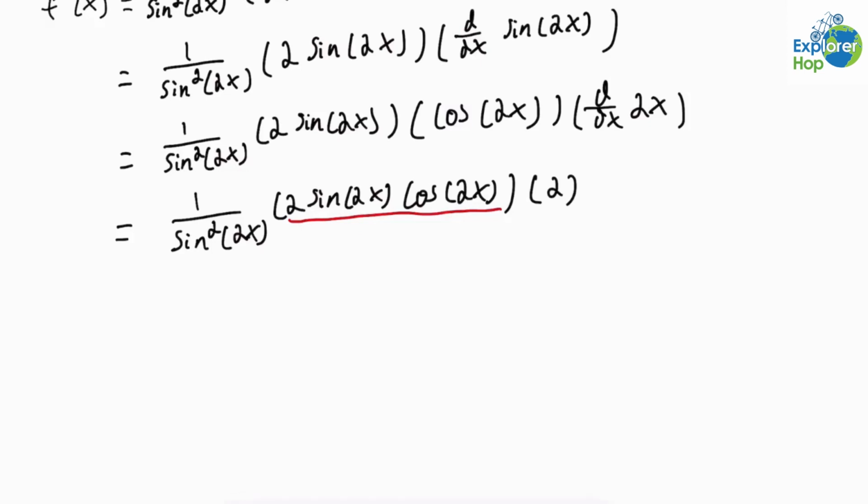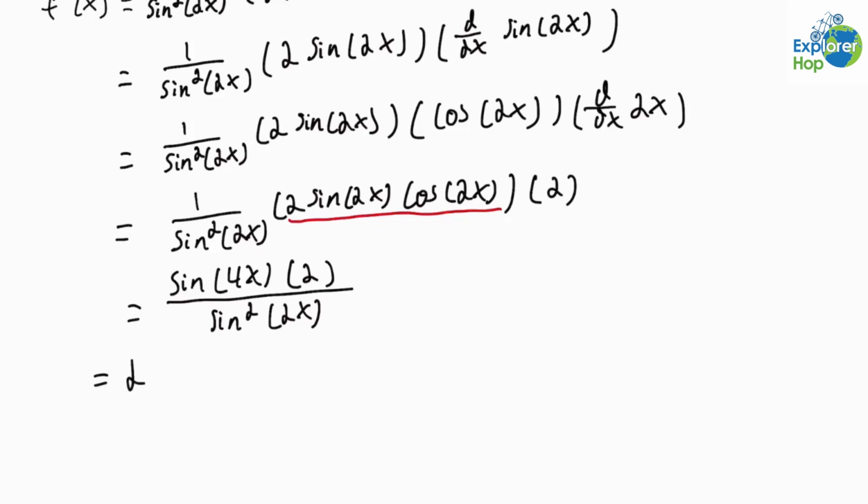So this is equal to sine of 4x times 2 over sine squared 2x, which is equal to 2 times cosecant squared of 2x times sine of 4x. And this gives us the derivative of f of x.